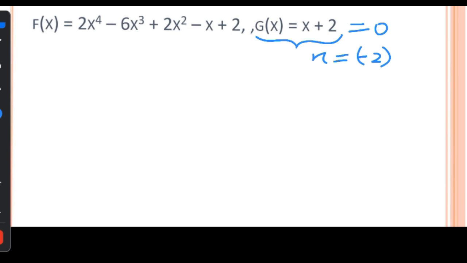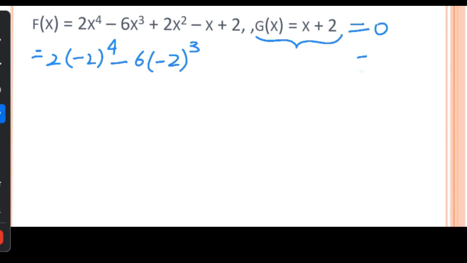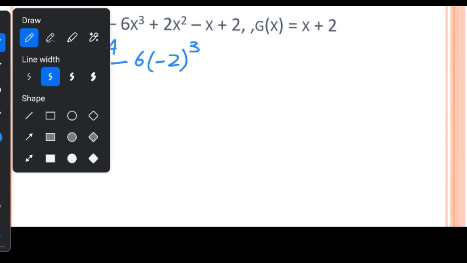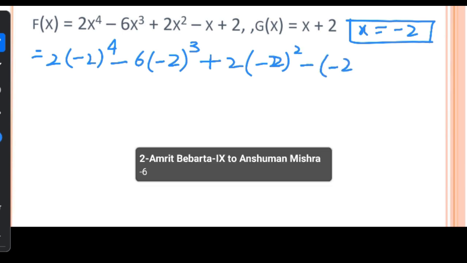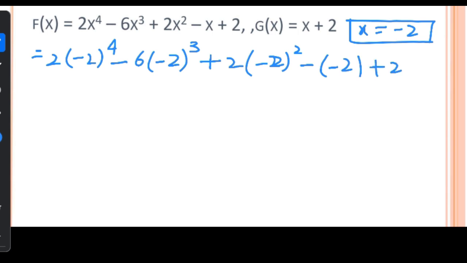So if we have the expression fx, we solve it by replacing x in 2x to the power 4: 2 into minus 2 to the power 4 minus 6 into minus 2 to the power of 3 plus 2 into minus 2 to the power of 2 minus minus 2 plus 2. Now solve this.